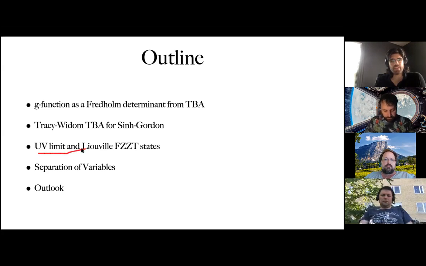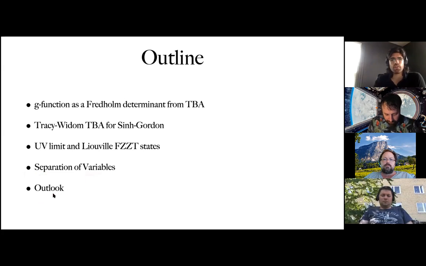Then I will take some physical checks of this proposal, and we'll study the UV limit. The UV limit of sinh-Gordon will be related to the UV field, and particularly the G function will be related with the so-called XZT states. And then, in the last part, I will make some comments about suppression of variables, some observations that we have made, and some outlook.